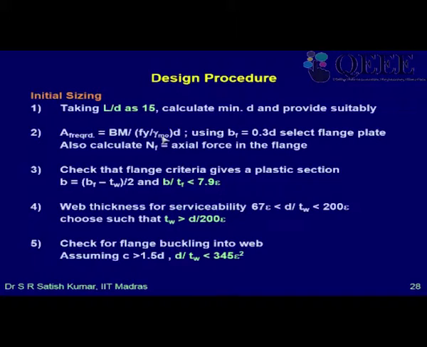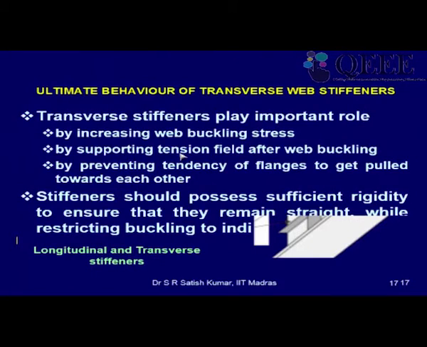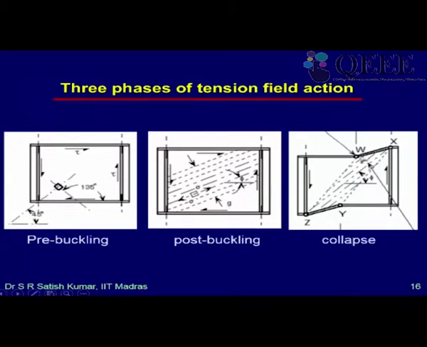By neglecting that, we are not losing much, but we are getting an economical design by going for a deep girder. And we should also try to make sure that the flange is plastic, so that even though we are not designing by tension field, this mechanism has a chance to develop. It will develop only if the flange is plastic.